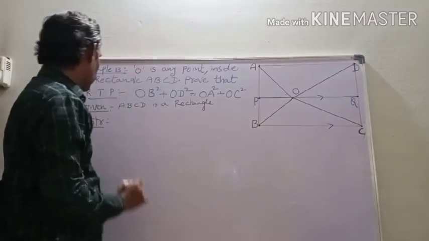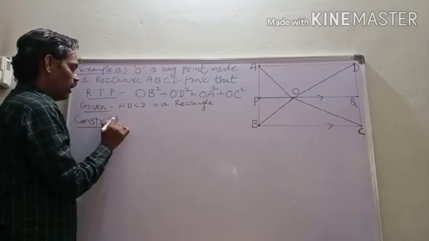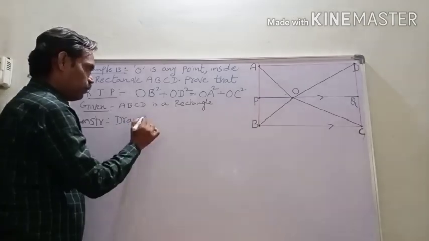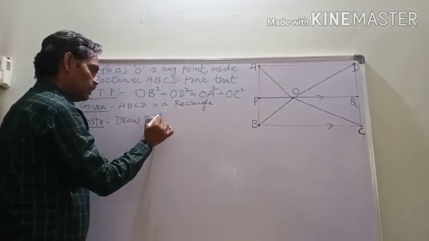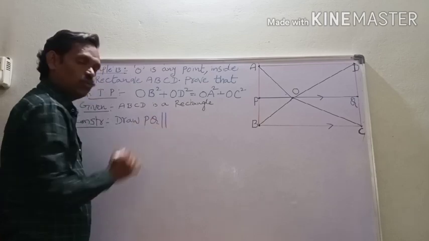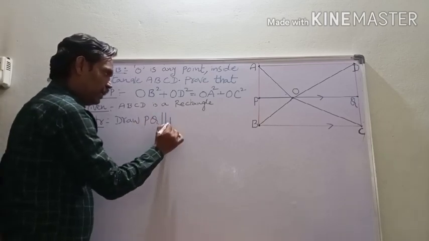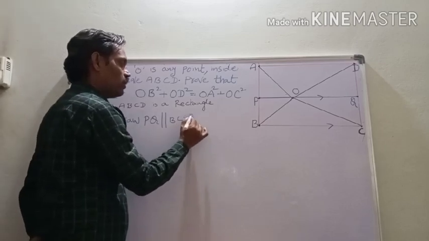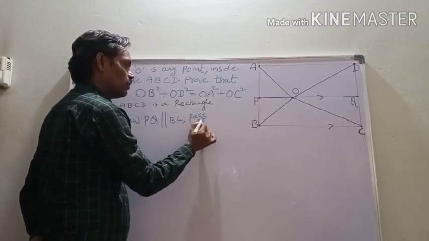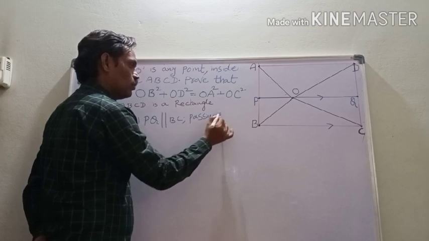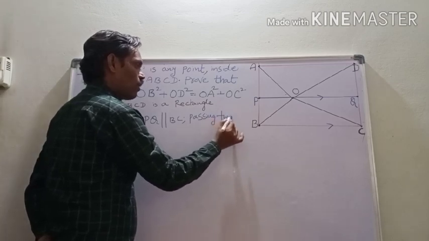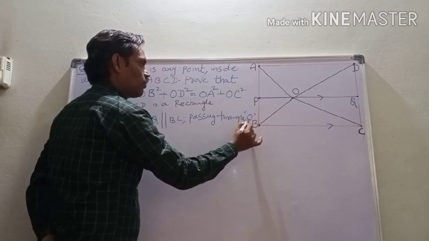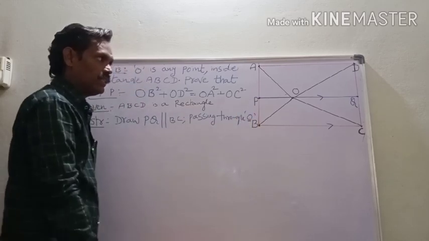Now you have to write down: draw which line segment? PQ. It is parallel to which side? BC, and passing through O. Passing through O. This is our construction.